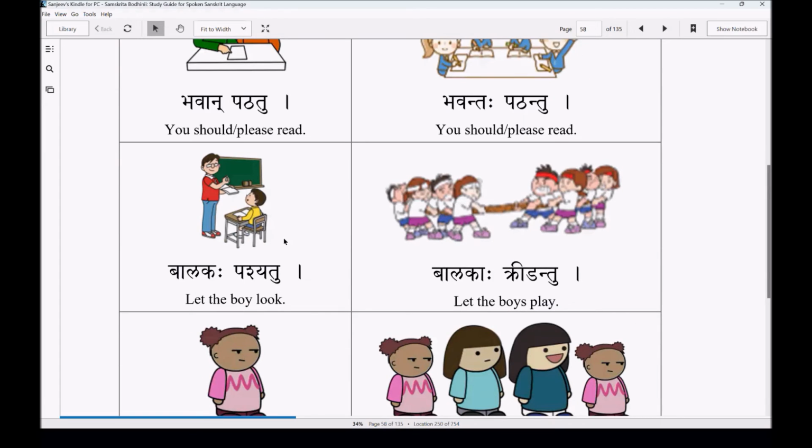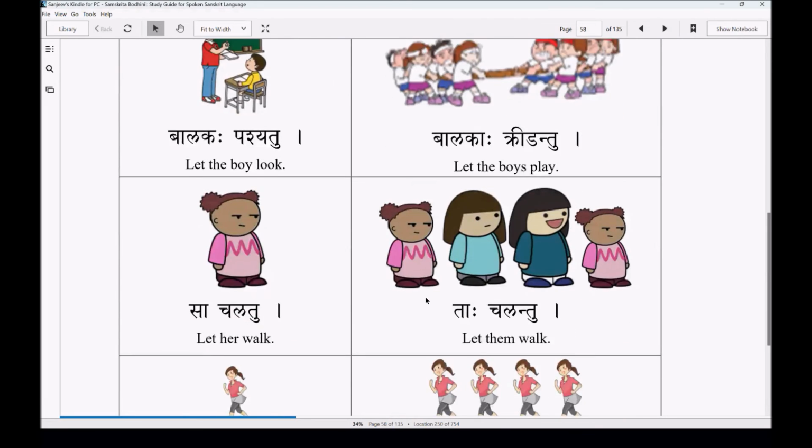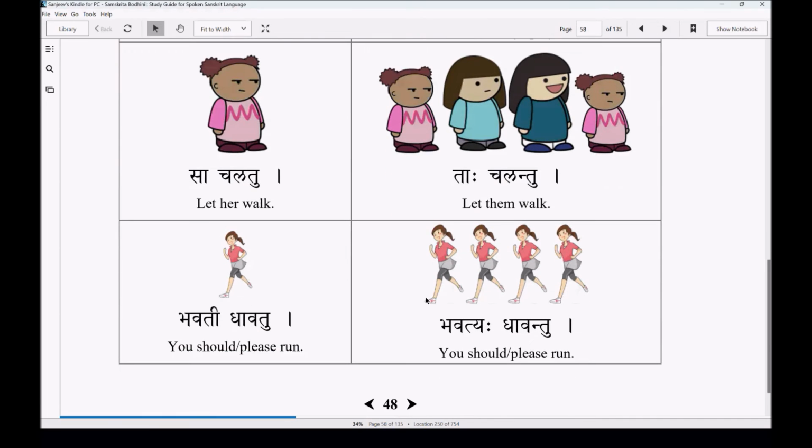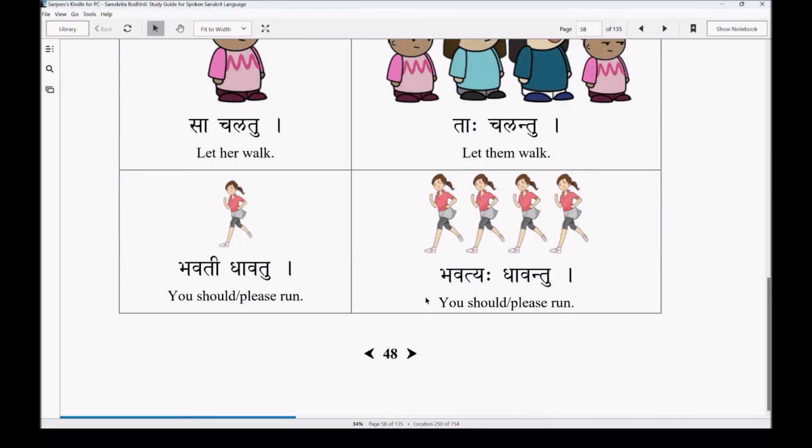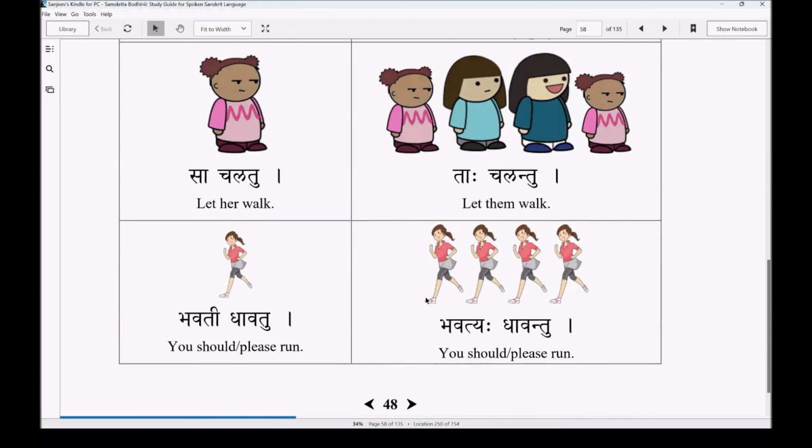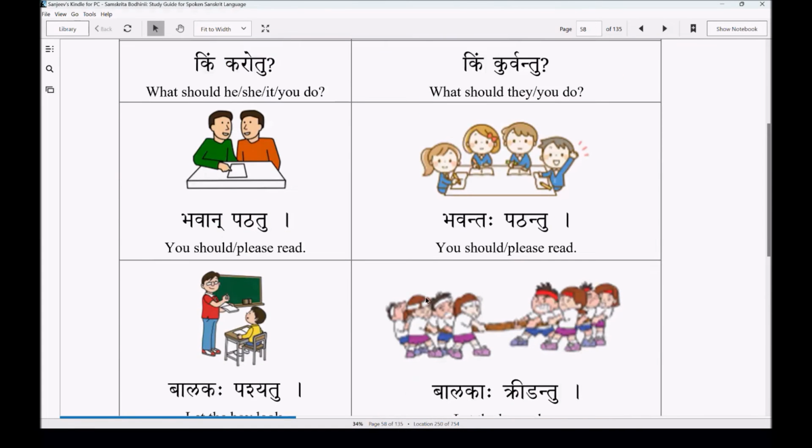Pashyatu, look. Let the boy look. Balakah pashyatu. Balakaha kridantu, let the boys play. Then sa chalatu, let her walk. Taha chalantu, let them walk. Bhavati dhavatu, please run, you should run. Bhavatya dhavantu. Any question on this one?